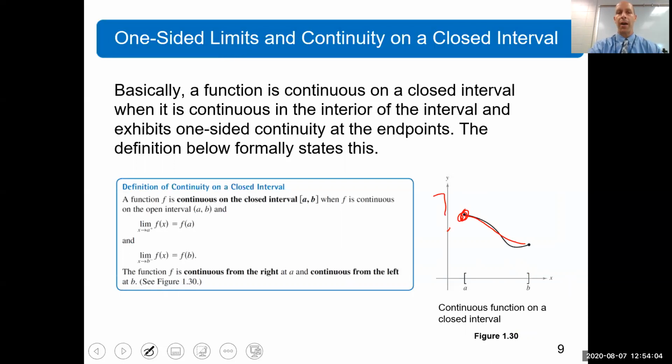So when we talk about continuity on a closed interval, basically what we're saying is this. We are saying that on a closed interval, when we're talking about this left endpoint here, we are only going to worry that the limit coming from the right of the function is equal to f of a. And then when we're on the right side of the function, the right endpoint, we're only going to worry about coming in from the left.